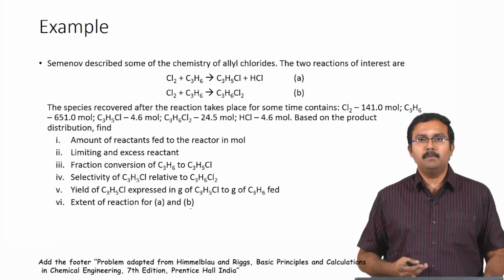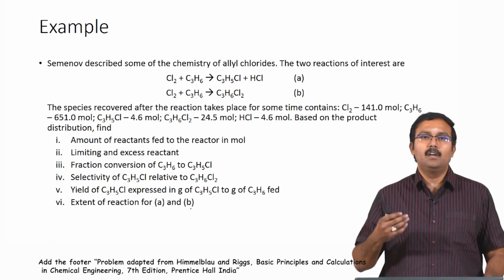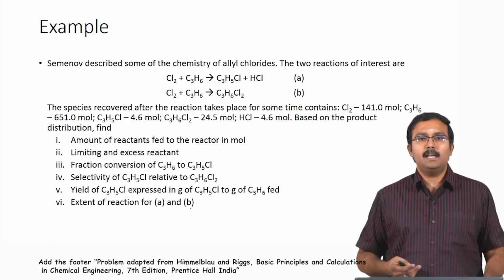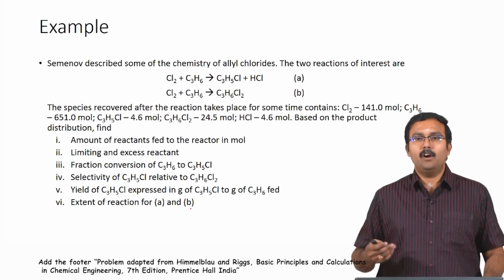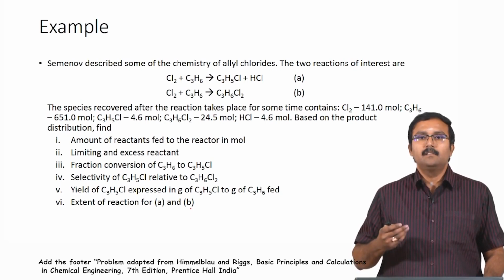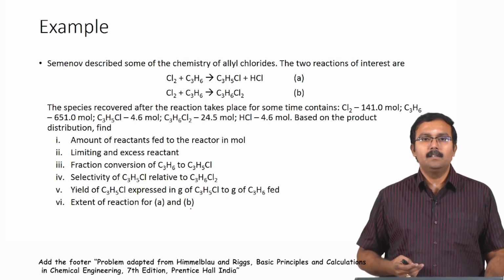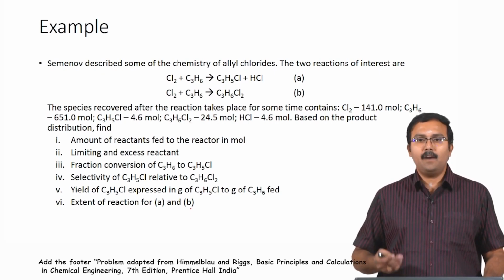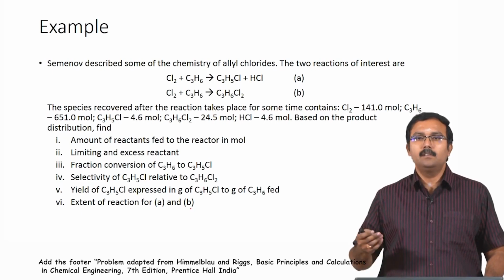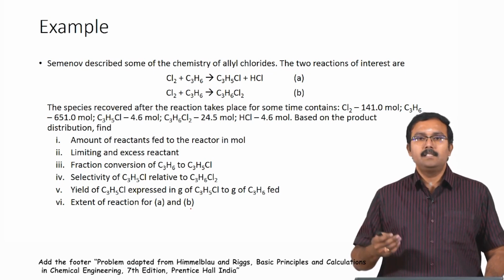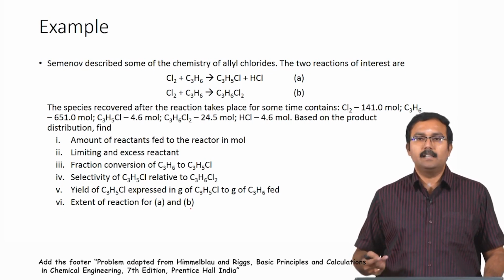Here is an example problem where we will try to solve for all the terminologies which we just learned. Semenov described some of the chemistry of allyl chlorides. The two reactions that are of interest for this problem are given here. The species recovered after the reaction takes place for some time contains chlorine, C3H6, C3H5Cl, C3H6Cl2 and HCl.